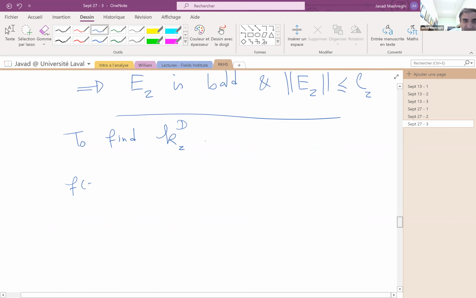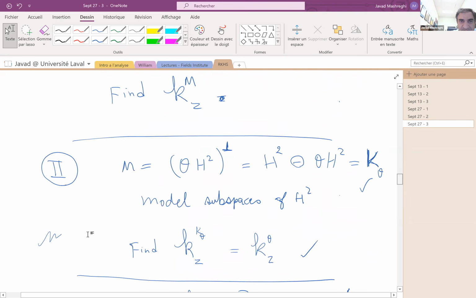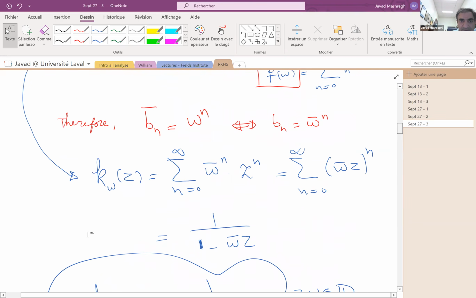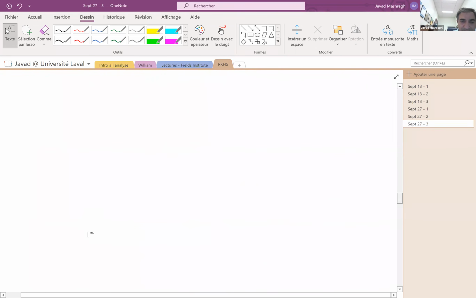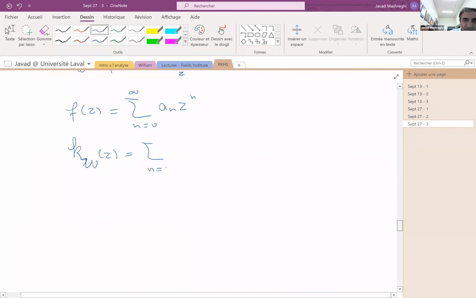Well, f of z is the sum n from 0 to infinity a_n z^n. K_z, did I write k_z or k_w? I think I wrote k_w up there, not to mistake. Yes, k_w of z is the sum n from 0 to infinity b_n z^n. The b_n, we need to find them. We don't know what they are.